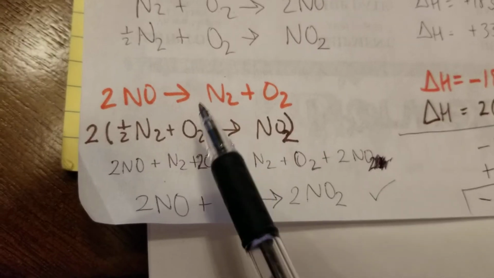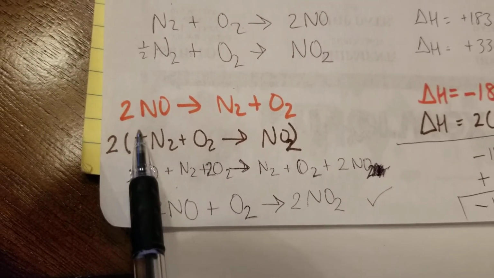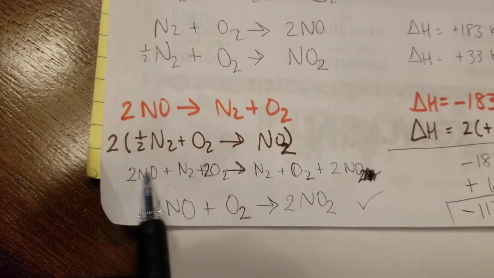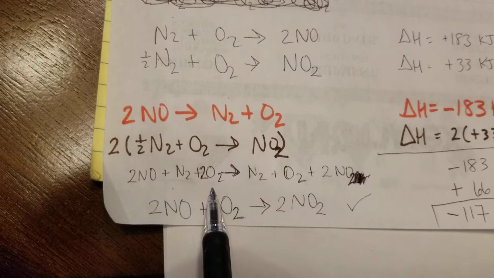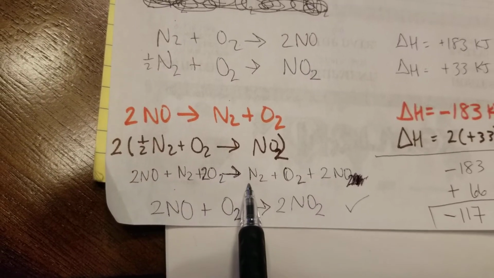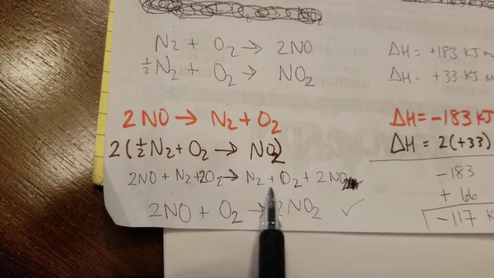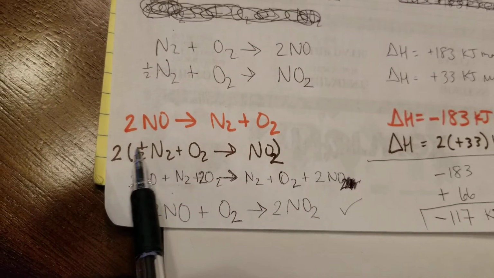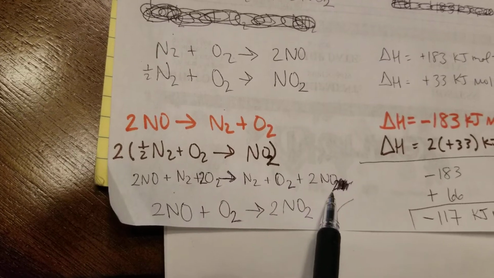So in the end, what that leaves me with is 2 NO, 2 times a half is 1 N2, and 2 times 1 is 2 O2s. On the product side, we have the N2 and the O2 from the first reaction. And then remember, the 2 multiplies to the 2 NO2, so I have 2 NO2. Can you guys see that?